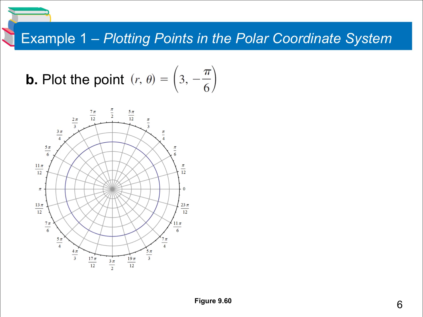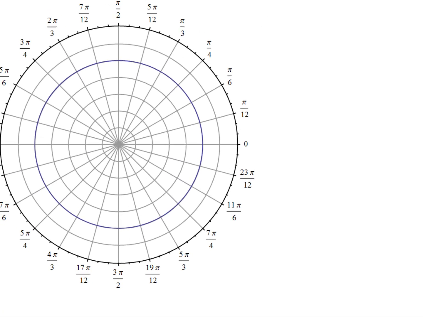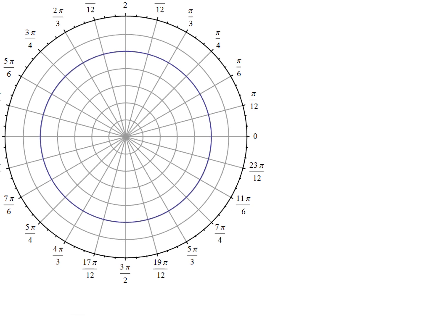So let's do the next one. We have to plot the point (3, negative pi over 6). So we want to go negative pi over 6. One way to handle a negative in radians is to convert it to degrees and see how many degrees we would need to go that way, or you could count positive pi over 6. I'm going up 2 spaces, so for negative pi over 6, I would have to go down 2 spaces. So this point here would be negative pi over 6.